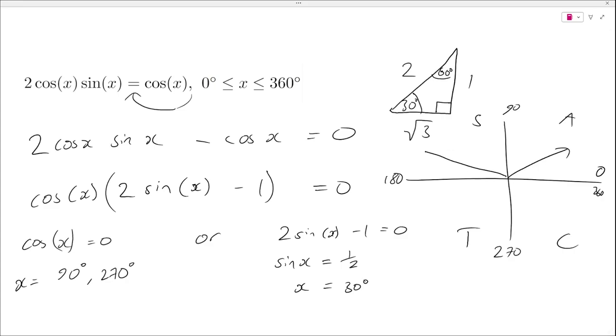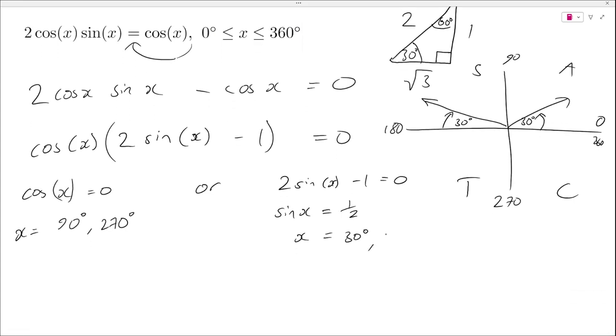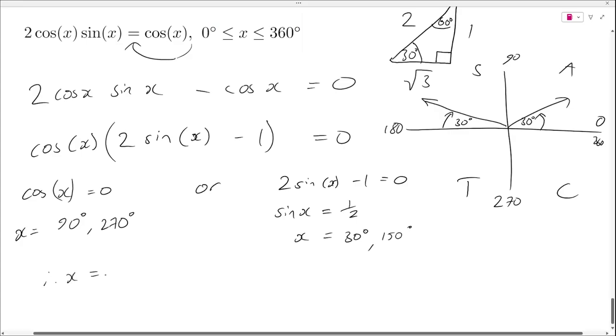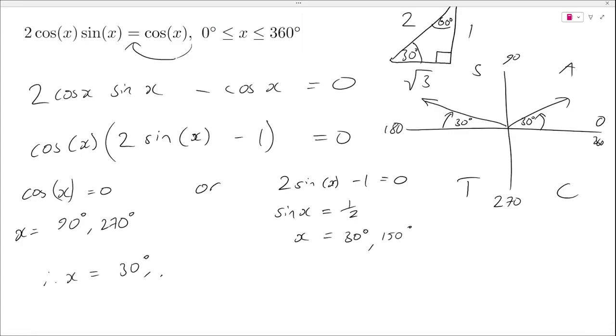So let's quickly draw that in a little bit more accurately. There we are. So we know the first angle, the primary angle there, is going to be 30 degrees, which means that the secondary angle is going to be 30 degrees away from 180. So that means it's going to be 180 minus 30 going back. Therefore, x equals 30 degrees or 150 degrees. So those are our 4 solutions. So we can just cap it off at the end and say, therefore, x equals 30 degrees, 90 degrees, 150 degrees, and 270 degrees.